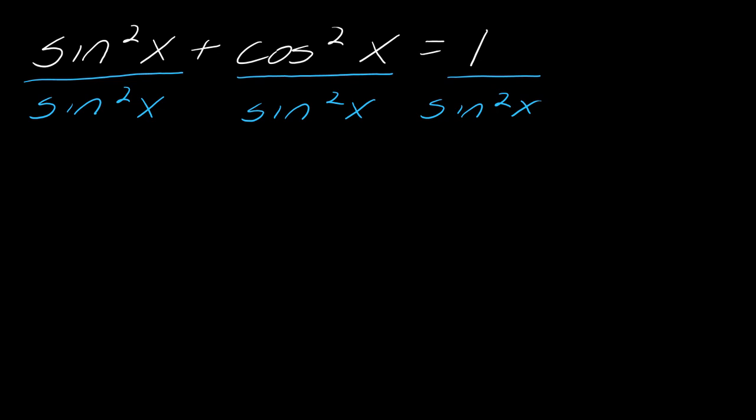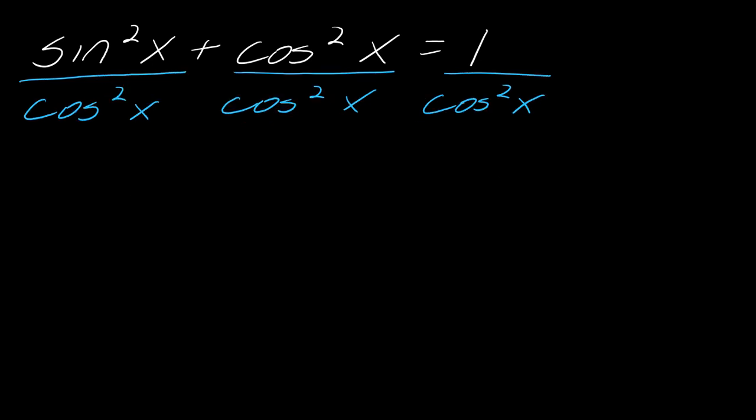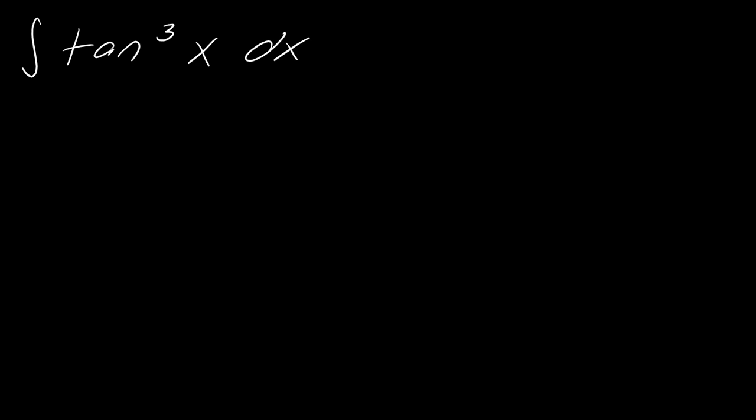First, I'm going to show you what it means to divide everything by sine squared. If I divide sine squared by sine squared, I get 1. Cosine squared over sine squared is cotangent squared, and 1 over sine squared is cosecant squared. So that gets us to one of the Pythagorean identities. If we wanted the other one, I could divide everything by cosine squared, and this becomes tangent squared plus 1 equals secant squared. That's just a quick hack if you forget that. Those are the identities we are going to use to help us with these problems.